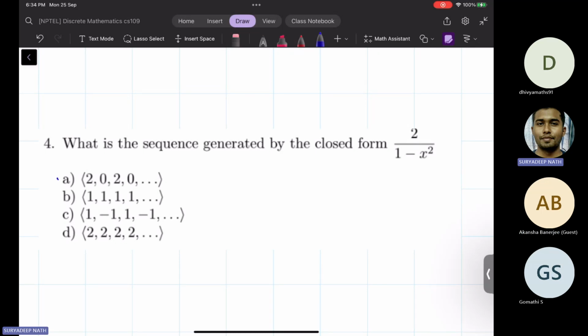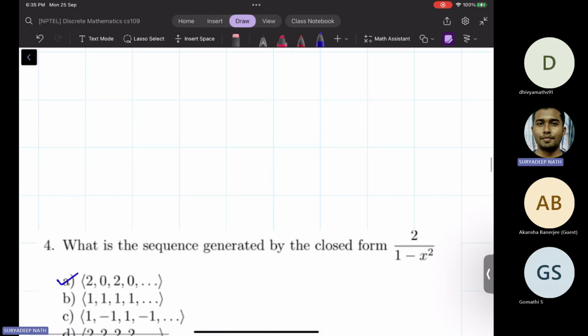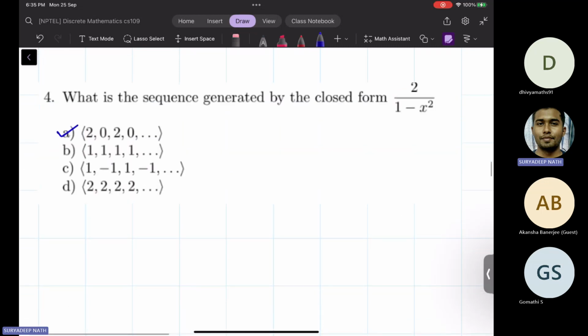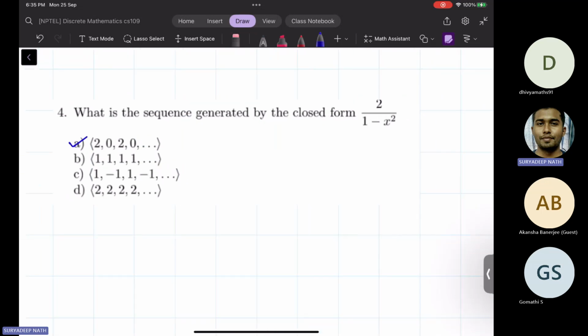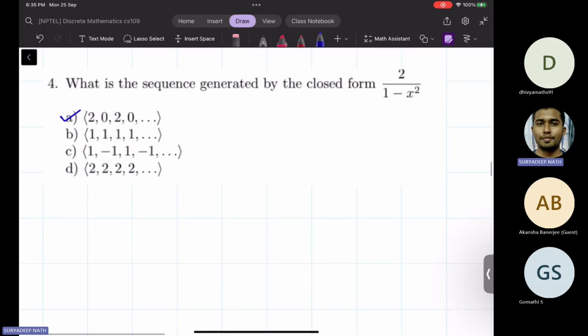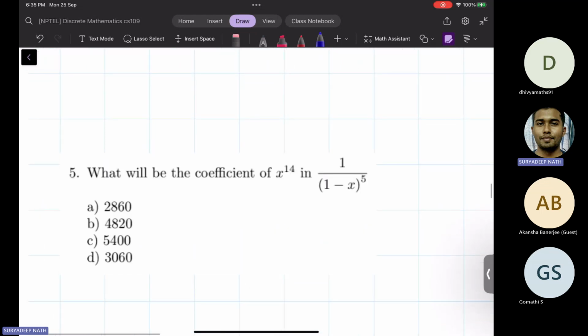Right. When we multiply any sequence by a constant, every element in the sequence gets multiplied by that constant. It was 1, 0, 1, 0. Now you multiply the whole sequence by 2, so it becomes 2, 0, 2, 0, 2, 0. There is nothing to discuss over here, so we'll move on to the next question.